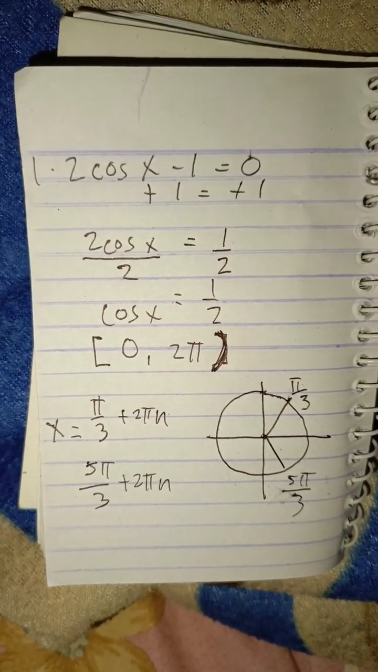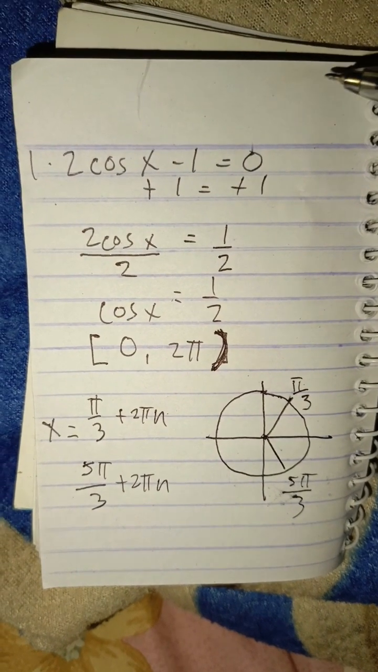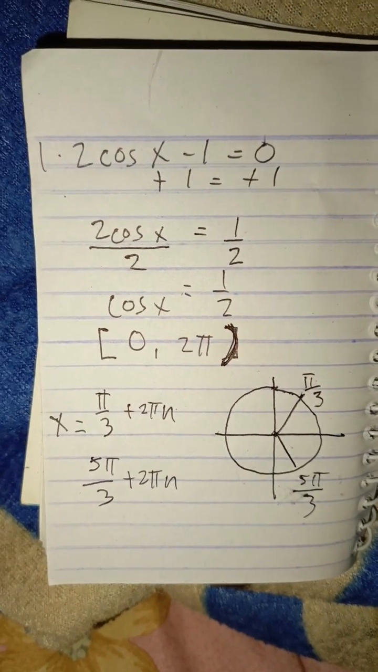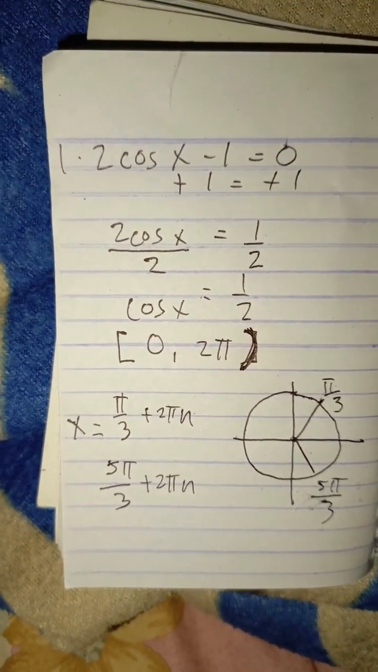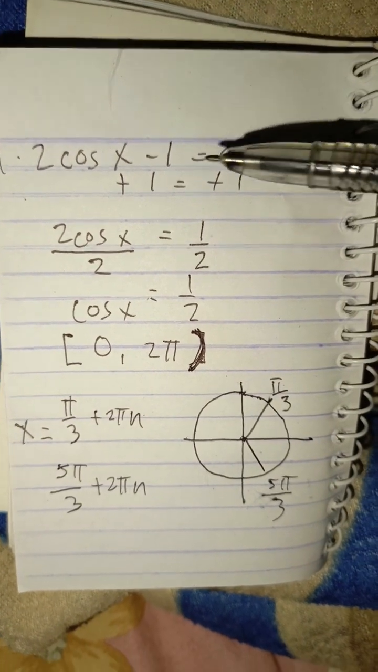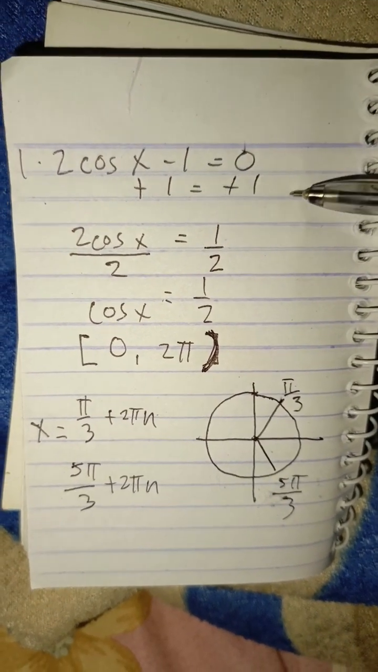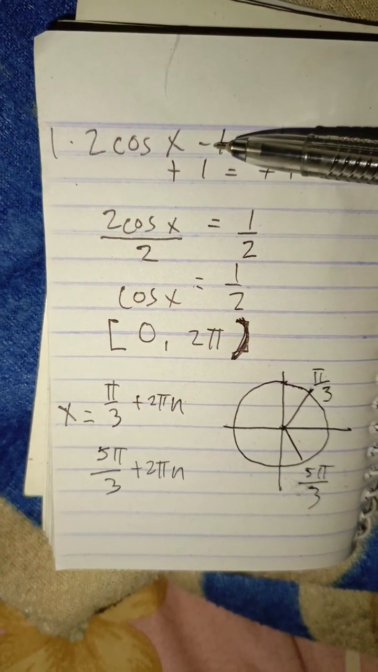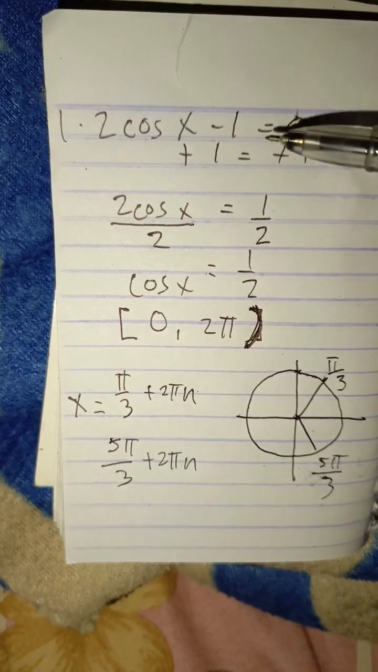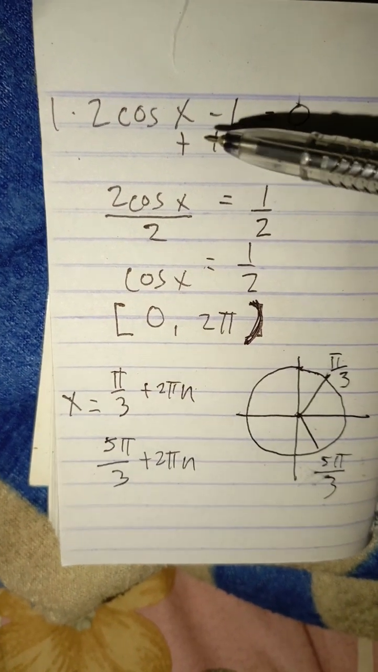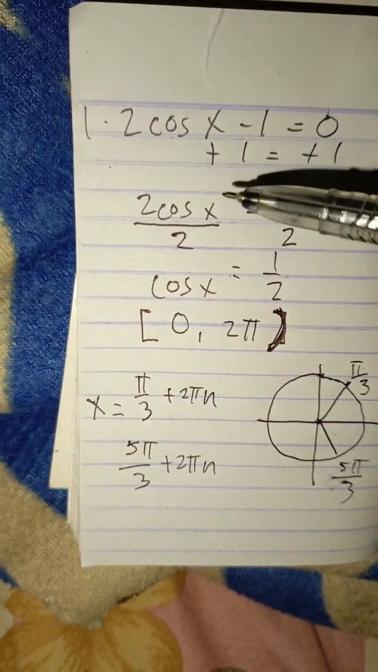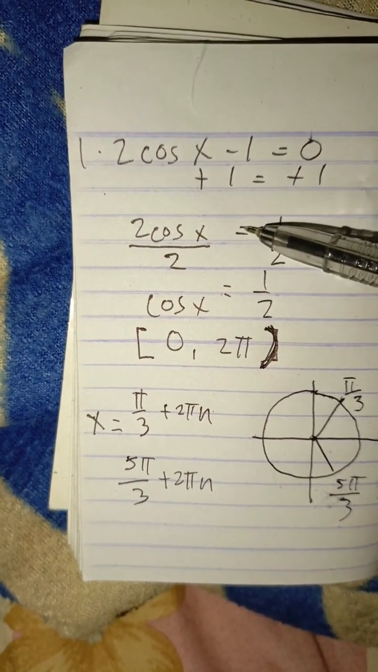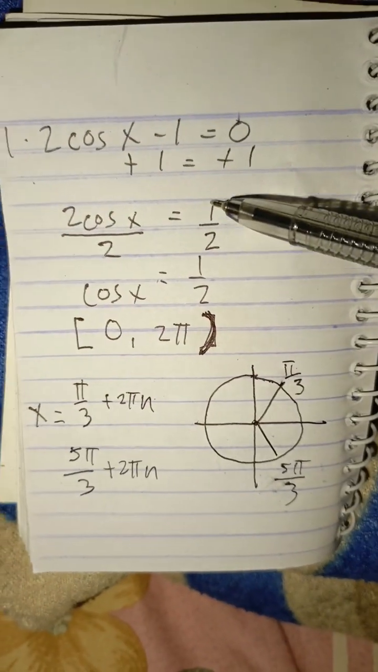Now, let's start. First, we're going to use the inverse property. If you remember how to use the inverse properties, you're just going to add both sides by 1, which is the opposite of the value in your problem. So now we're going to add both sides by 1. Now we can get 2 cosine x here, and you can get 1 on the other side.